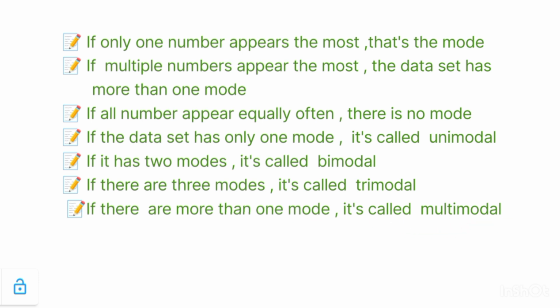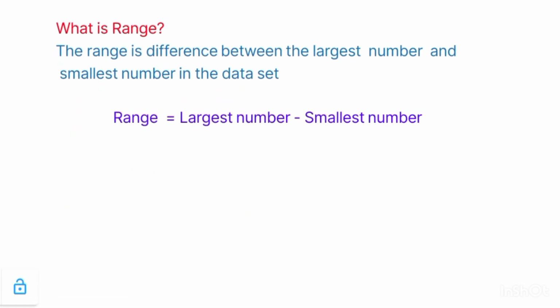Now let's understand what the range of the data set is. The range is the difference between the largest and the smallest number in the data set. So suppose we have the data set 12, 4, 8, 10, 18, 0 and 6. This is the data set given to us and we have to find the range.